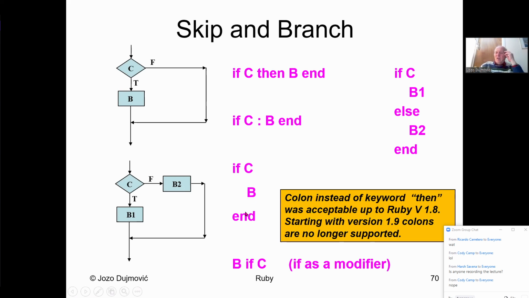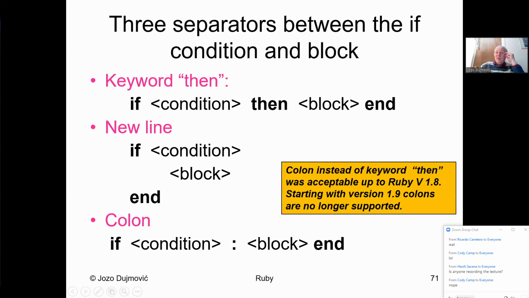You can write if C, B, end without then, because then is optional, used in a single line. So if C, B, end. Of course, this B can have 2000 statements and therefore is not written in the same line, and you put it here. Wherever you have if, at the end, there is end. So if C, perform block 1, else perform block 2, end. And this is how the if statement should be written.